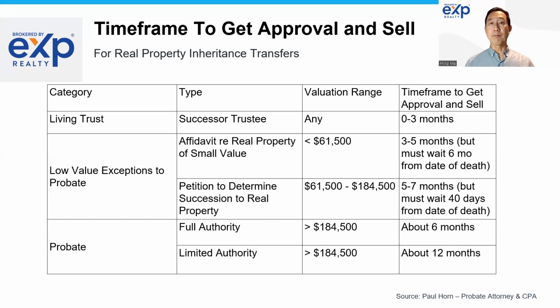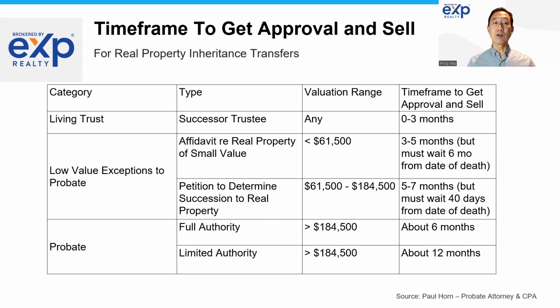Usually, as I said, they have to file a preliminary change of ownership form with the county recorder, and then they can engage with a realtor to get the property ready and put it on the market to sell. That process is anywhere from 0 to 3 months typically.